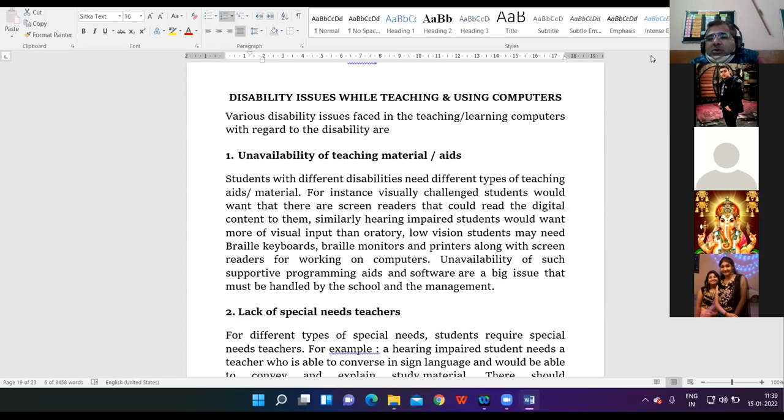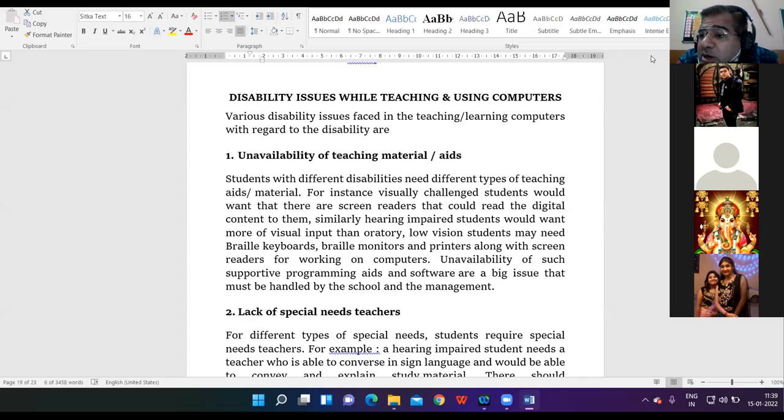Okay, I tell you. Beta, kuch bachche disable hote hain. Theek hai? Matlab, they are not having hearing power or speaking power or some other health issue is there. Theek hai? Maybe they are handicapped. Right, so उन बच्चों को नॉर्मल बच्चों से अलग कर दिया जाता है.